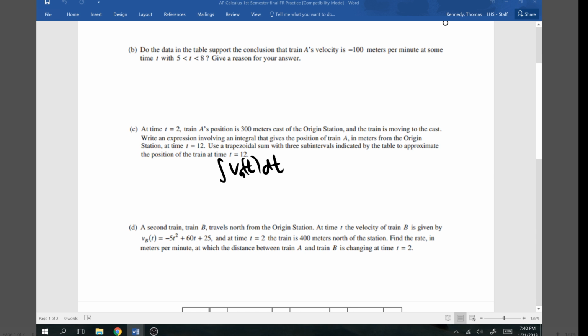Now, because this question is just write an integral, we don't need to solve it or anything. We just plug in VA of t. Now we need to plug in the right bounds, and so it says we start at 2 and we go to 12.